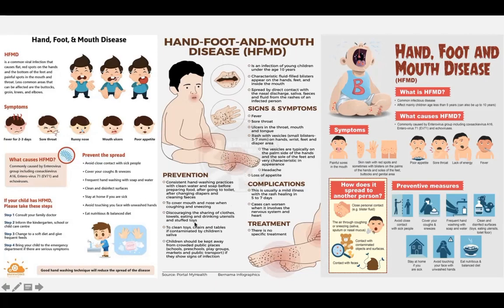If you know some things are associated with that child, the toys, the chairs, the tables, the utensils, clean them, boil them properly. Children should be kept away from crowded places, public places such as schools, preschools, playgroups, and markets and public transports if they show signs of infection.